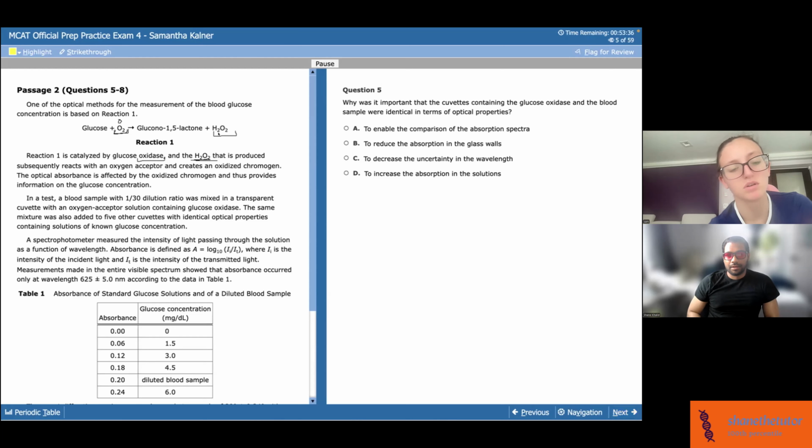So this is the redox reaction. The redox reaction is glucose and O2, and that produces the hydrogen peroxide. And then the hydrogen peroxide that's produced reacts with an oxygen acceptor to create an oxidized chromogen. So we have reaction 1, and one of the products of reaction 1 reacts to make an oxidized chromogen.